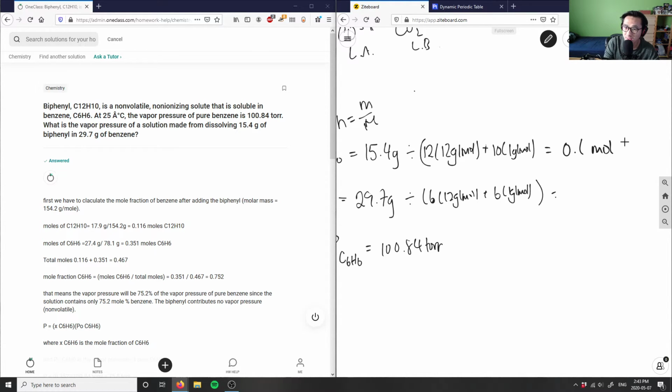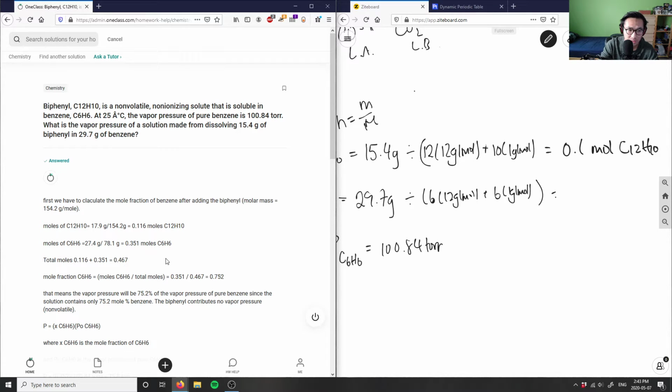moles of C12H10. And then for benzene, I have 29.7. I'm going to divide that by 12 times 6, which is 72, plus 6, which would give me 0.38, which is vastly different from what they're doing here. So I don't know what's up. It might be a rounding issue.